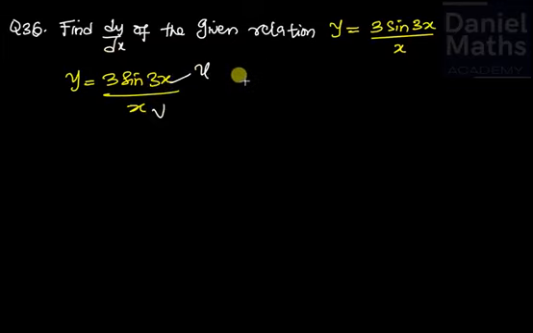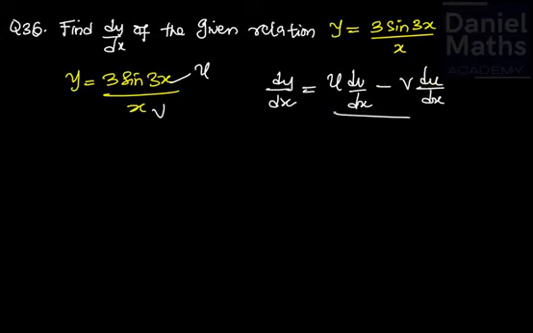Our quotient rule says that dy upon dx is equal to u dv upon dx minus v du upon dx, all upon v squared. Okay, so this is what we have. I'm going to keep this here. All right, now let's go ahead and apply that.